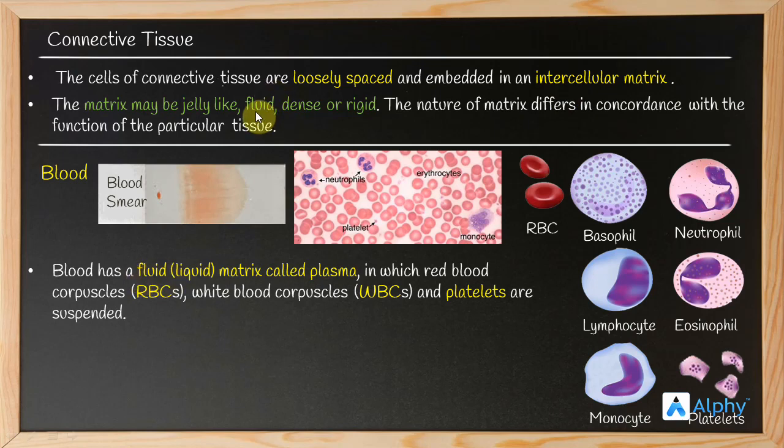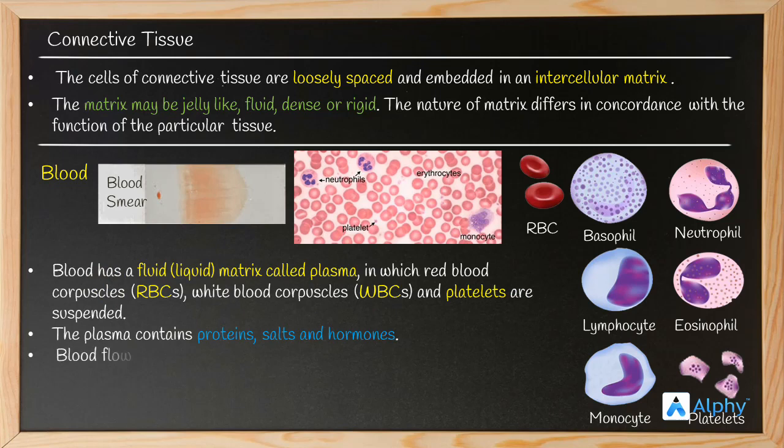See here the matrix may be jelly-like, fluid, dense or rigid, right? So fluid matrix is found in case of blood, right? So what are the components? RBC, WBCs and platelets, right? That's it. Second point, the plasma, which contains proteins, salts and hormones. So the plasma also contains proteins, salts and hormones other than the components of the blood, right?